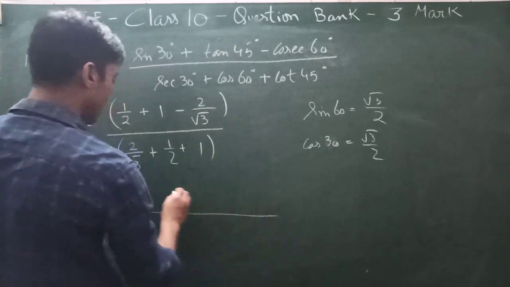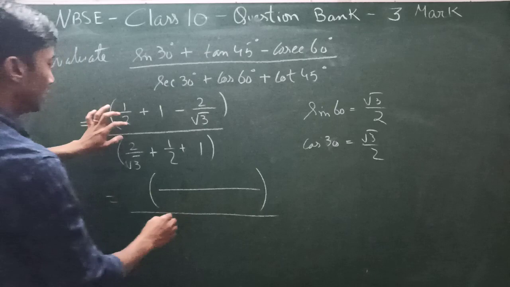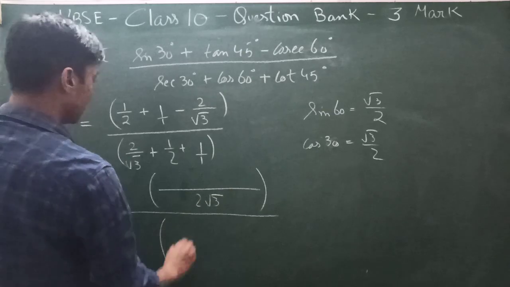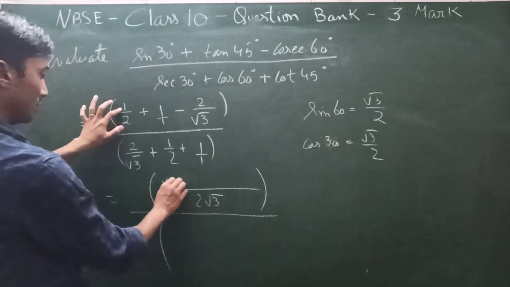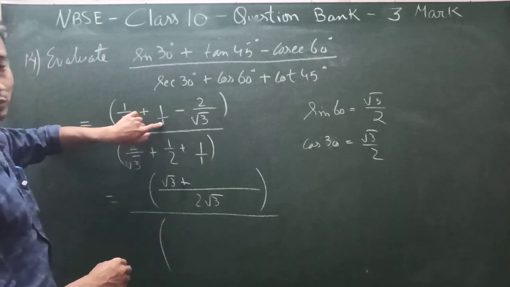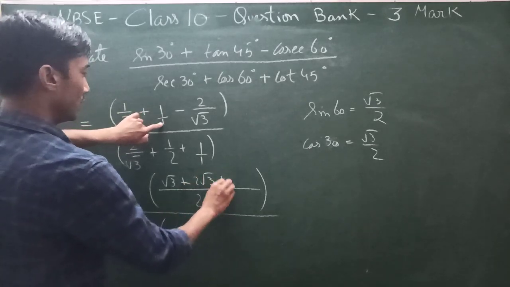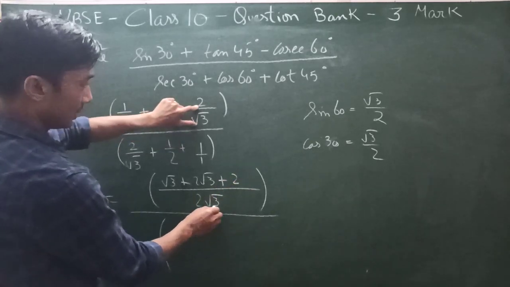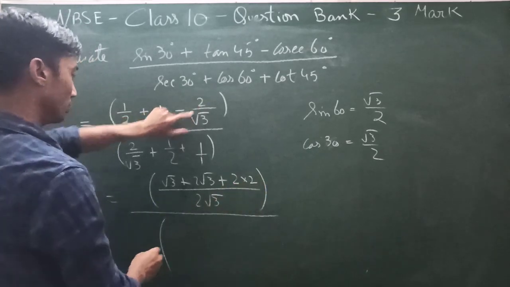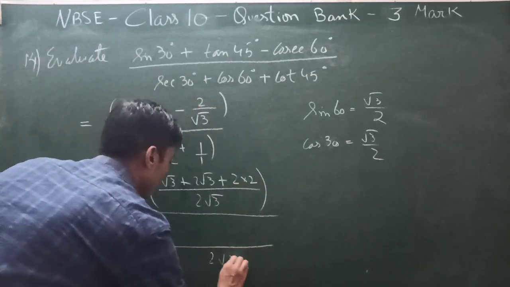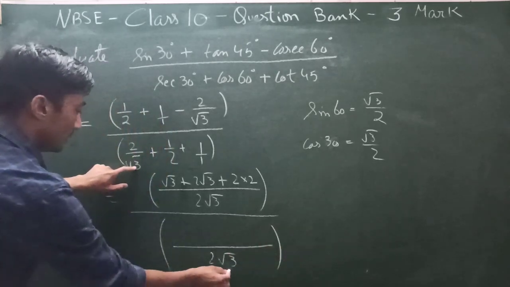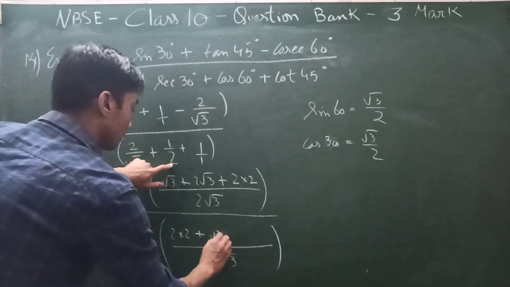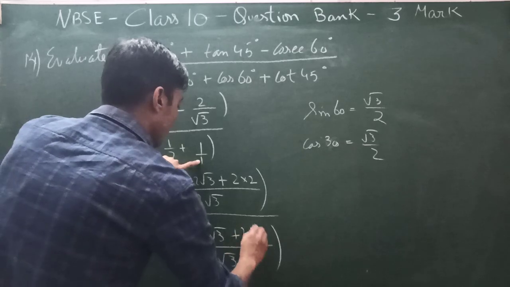Now let's take the LCM in the numerator. LCM 1 means 1 by 1. So 2 root 3. 2 is already here, so here I'll multiply by root 3. Here the denominator is 1, so 1 into 2 root 3. Plus here we have already root 3, so I have to multiply by 2. Similarly here also LCM 2 root 3. Root 3 is already here, so I multiply this 2 with 2, plus 1 into 2 is already there, so 1 into root 3. This one 2 root 3.